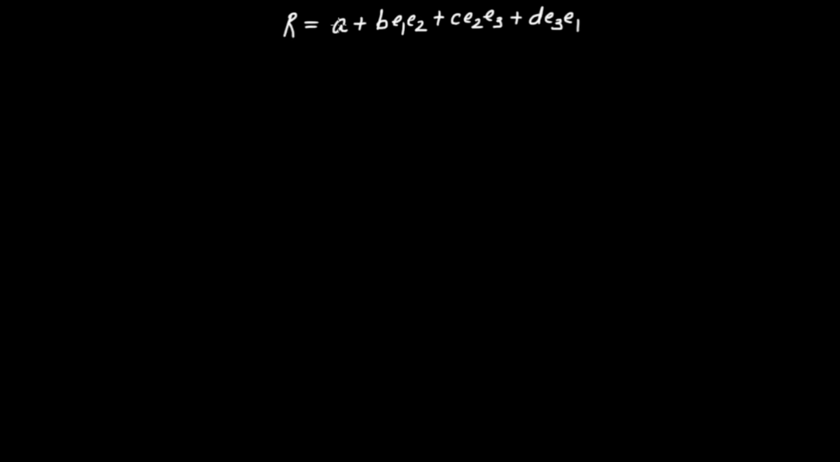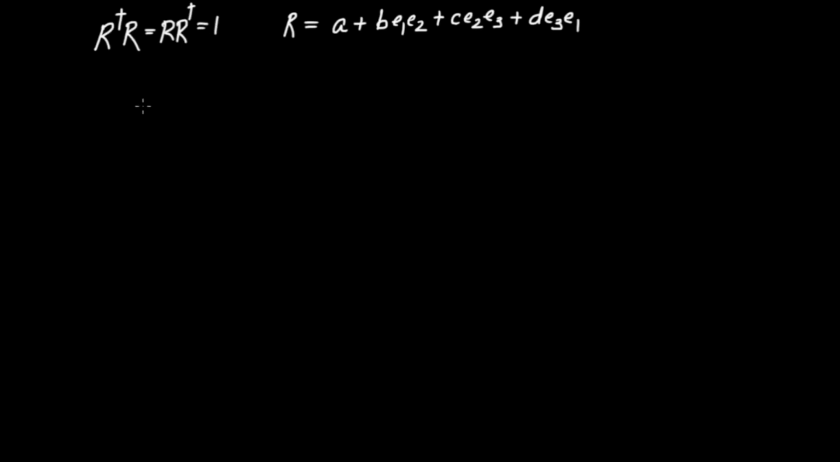Let me call that R. It's going to be A plus B E1 E2 plus C E2 E3 plus D E3 E1. Or you can just view this as a quaternion if you prefer, except with components A, B, C, minus D in our naming scheme as we've seen before. Now remember that the rotors had an additional very special feature, which is that R dagger times R and also R R dagger were equal to 1.